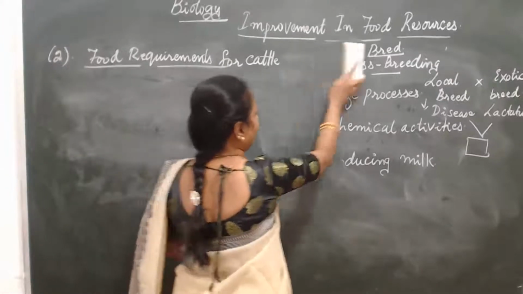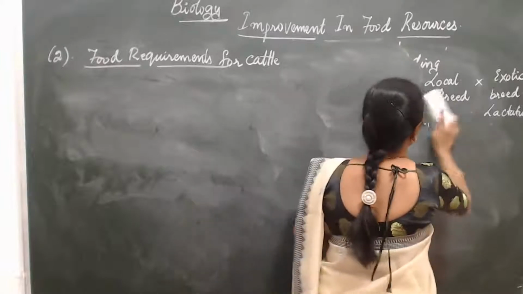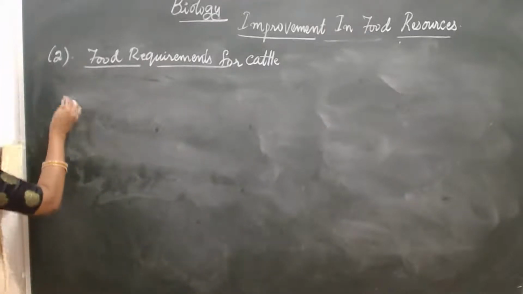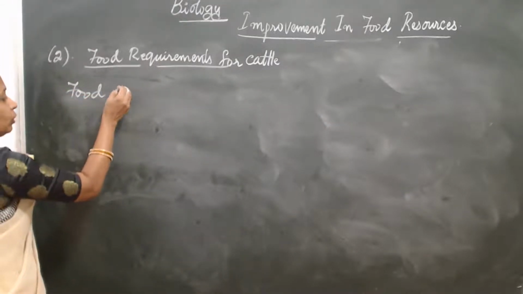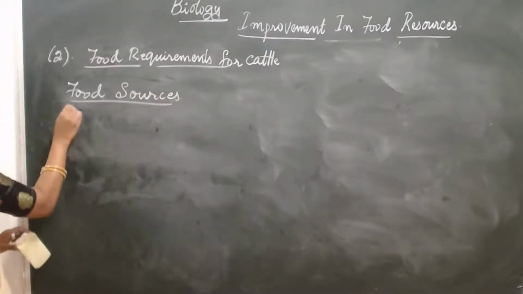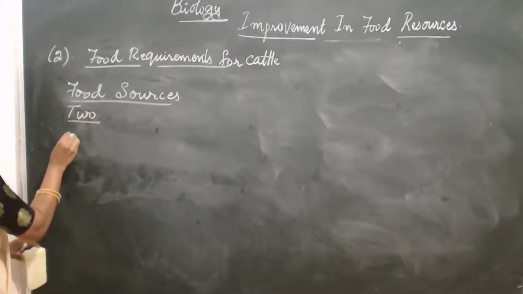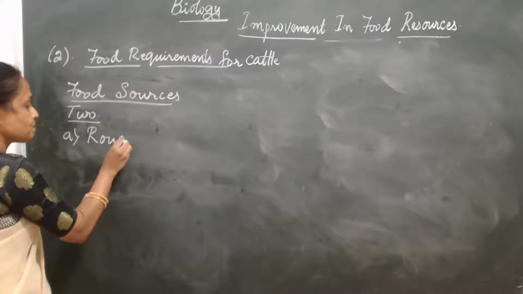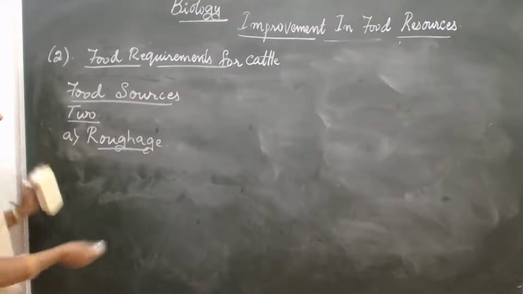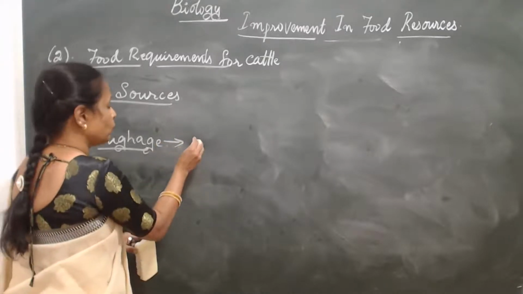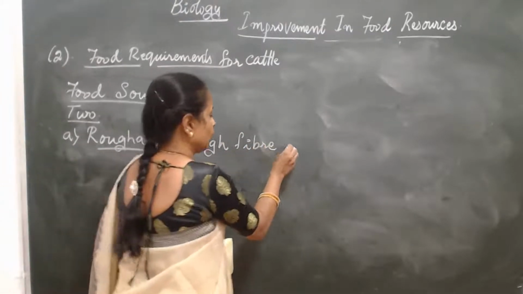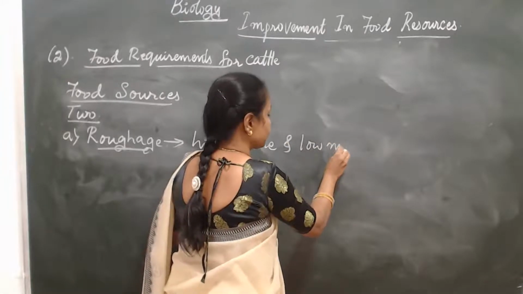Now, what are the food sources? How are the food sources different? There are again two types of food sources. The first one is roughage. You have learned in your 8th chapter that roughage is also called fiber. So the type of food source which contains a high amount of fiber and a very low amount of nutrients.